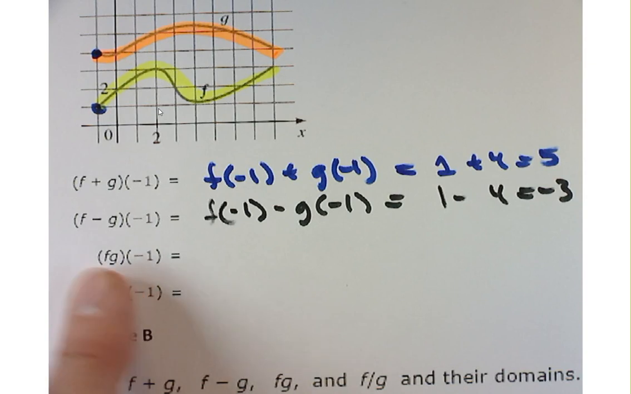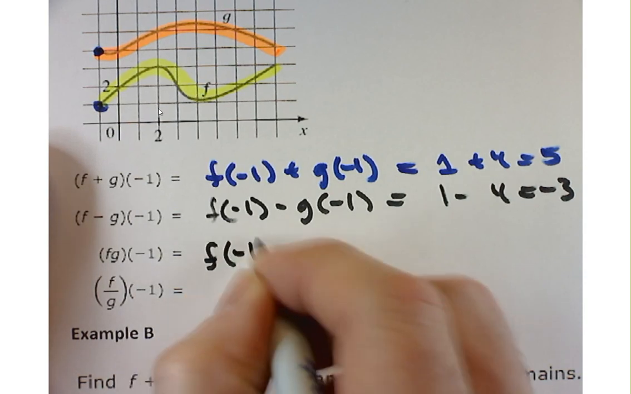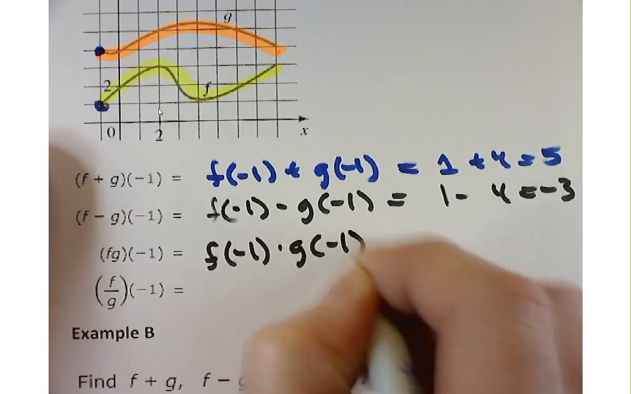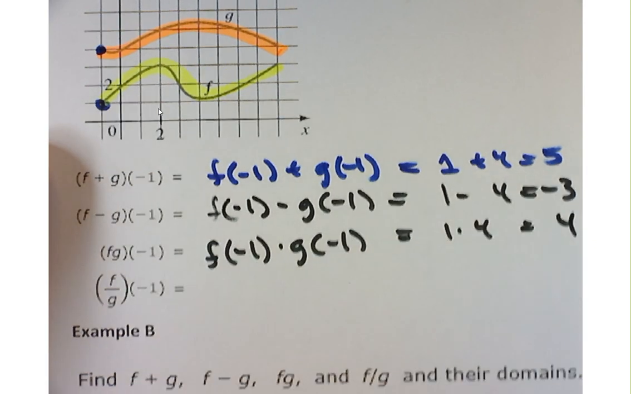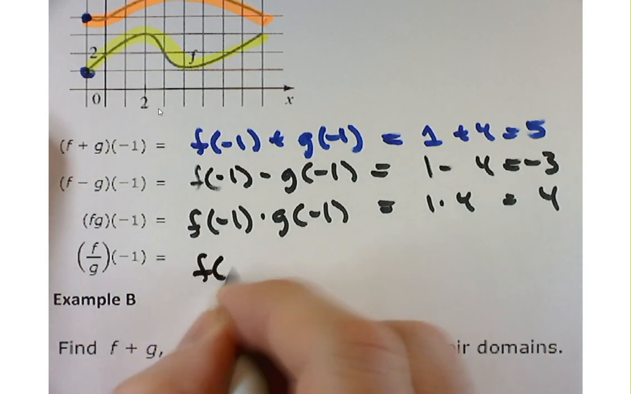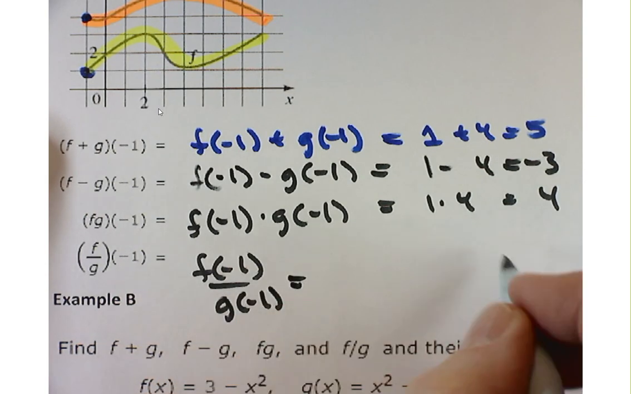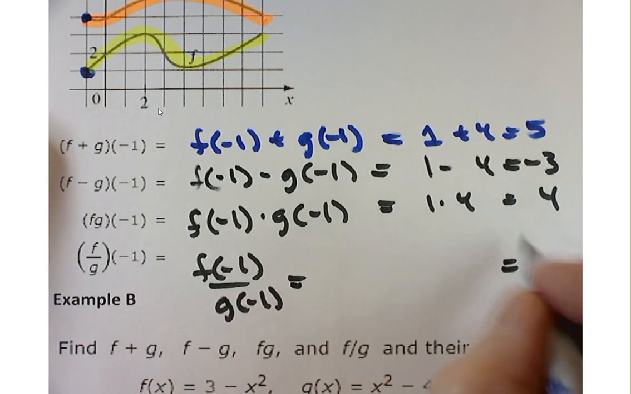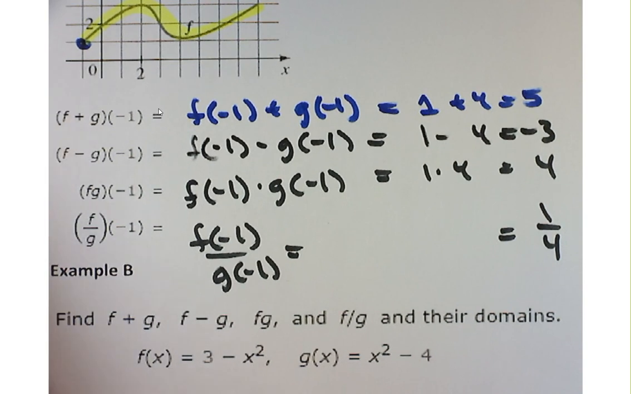What do you think this next notation is asking us to do? Multiply. Yeah, it's multiply. So it's going to be f of negative 1 times g of negative 1. So 1 times 4 is 4. And then the last one, of course, would be division. That's going to be f of negative 1 divided by g of negative 1, which is going to be 1 divided by 4. And that's all that's going on there, just some notation.